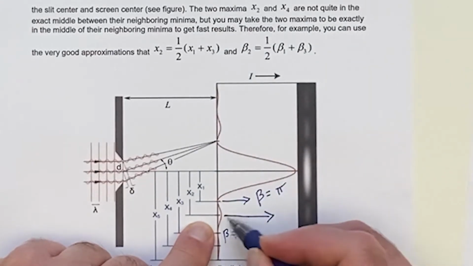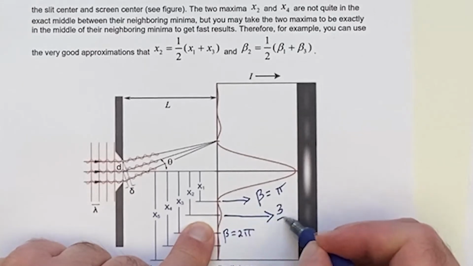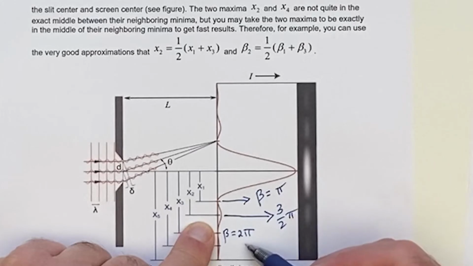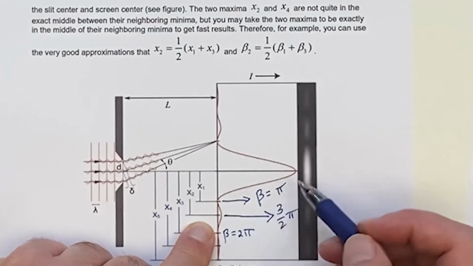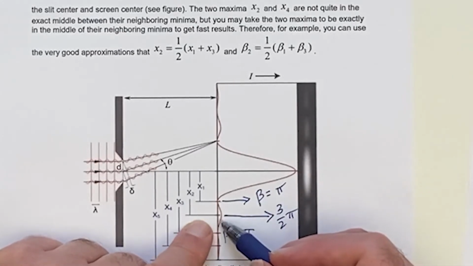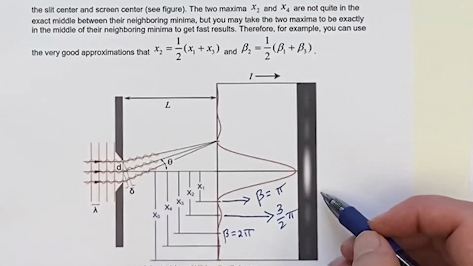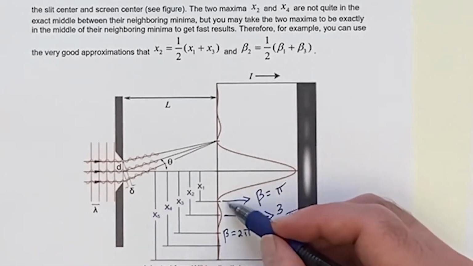I can take this beta here, has to be then 3/2 pi. Now, if I got pi and then 2 pi, 1.5 is in the middle. So this is saying I can take that to be exactly in the middle. Okay, now that being done, I'm ready to go. I can now do all of them. I'm going to do the minimum first.